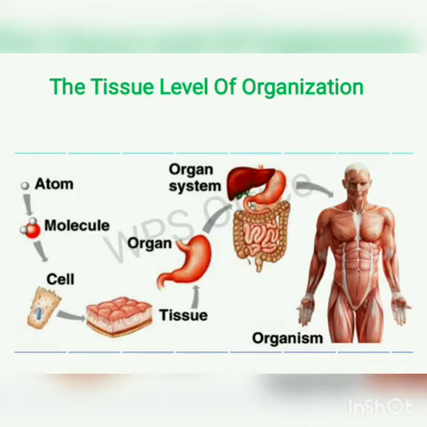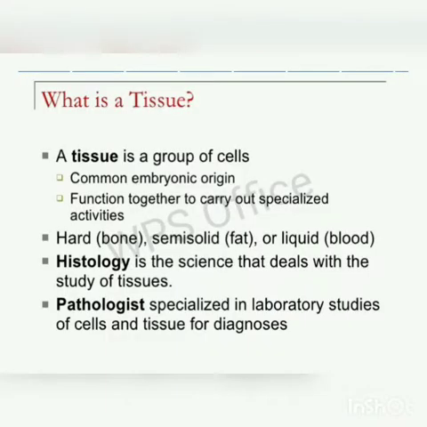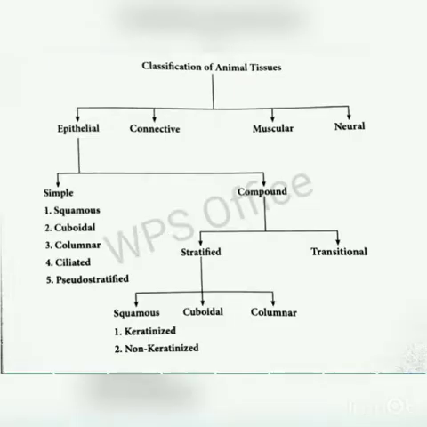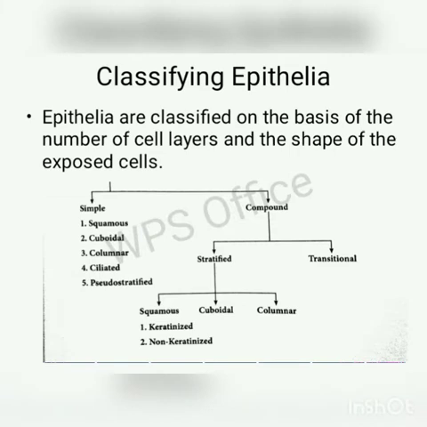Cells. Cell is the basic unit of life. A group of cells combine to form a tissue. Tissues combine to form organs and organ systems. What is a tissue? Tissue is a group of cells. Histology is the science that deals with the study of tissues. There are different types of tissues: epithelial tissue, connective tissue, muscular tissue, and neural tissue. Let us see the epithelial tissue, which is divided into two: simple epithelium and compound epithelium.